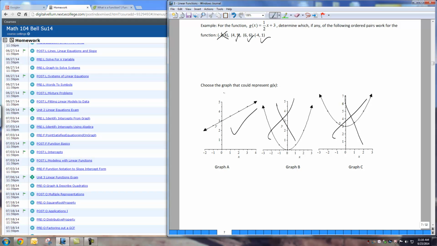This is the graph. This function is linear. Notice x is to the first power, so therefore the graph is a line. This x isn't squared like in the previous example. That produces a graph that looks like this.